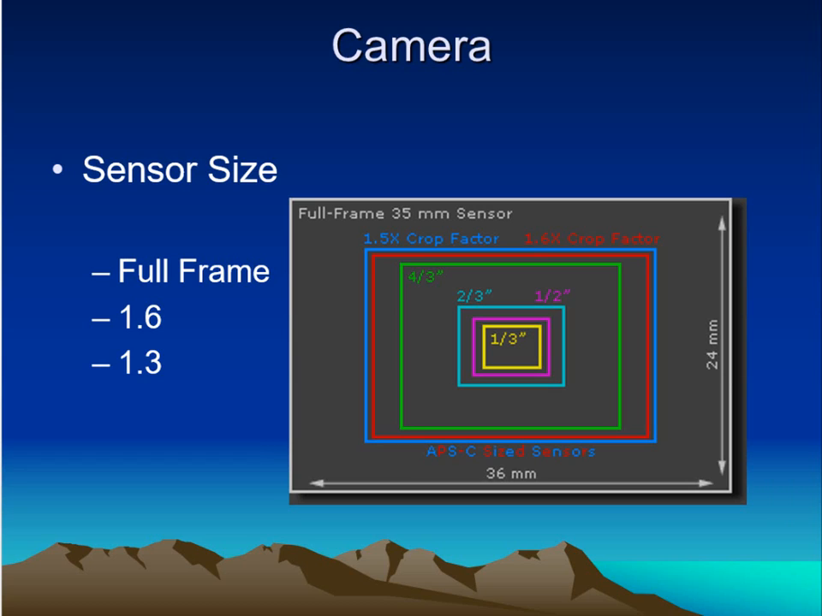Of my two Canons, the 6D is a full frame. The other camera is a 70D, and it's a crop sensor. I like having both types of cameras because I get more mileage out of my lenses. So that's kind of important, and I'll address that coming up as well.